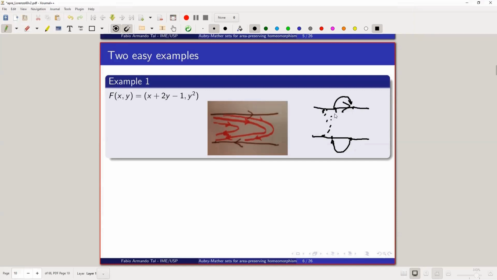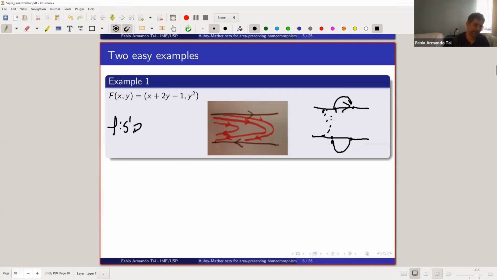So what is this big F? Little f is the map from the annulus, and big F is the lift, okay, not the annulus, here it should be the universal covering.